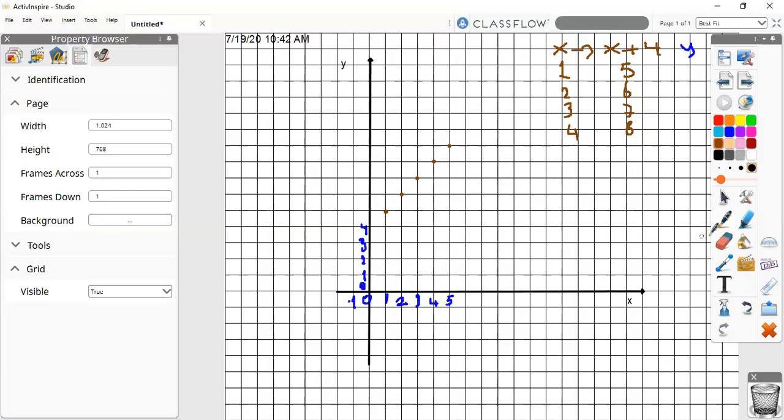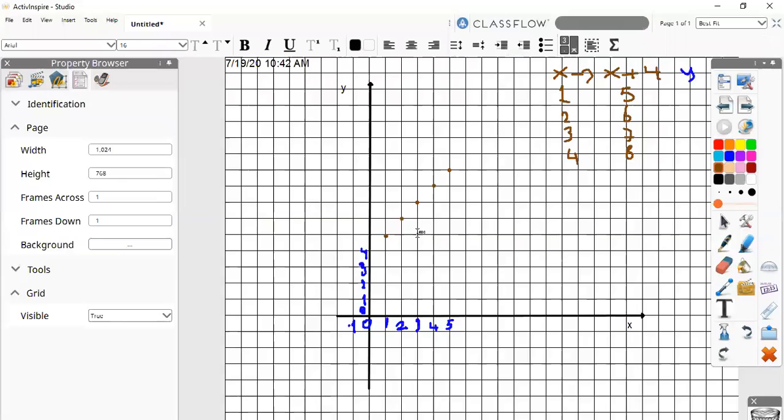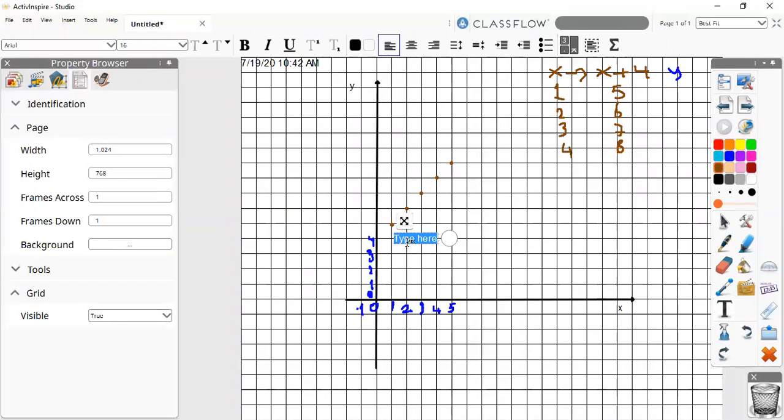Now here, how will the coordinates be? Okay, the coordinates I am going to write by typing here. First one: 1 and 5. Now second one will be 2 and 6. Third one will be 3 and 7. The next one will be 4 and 8.